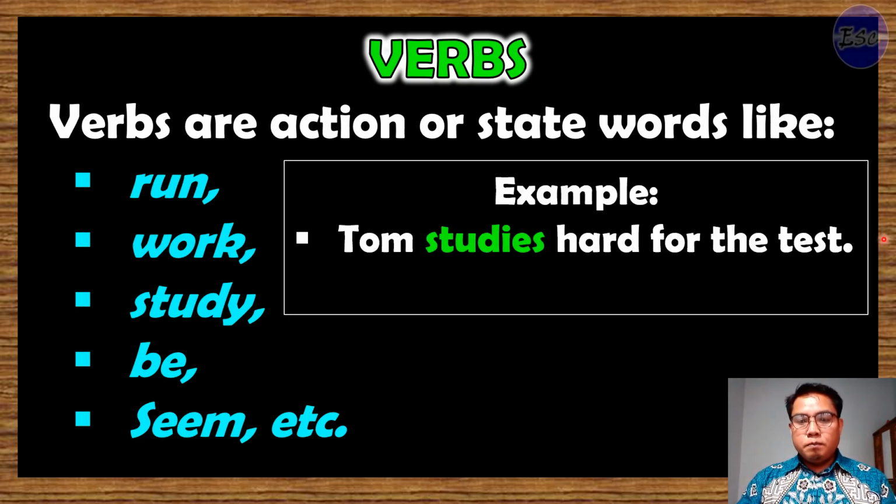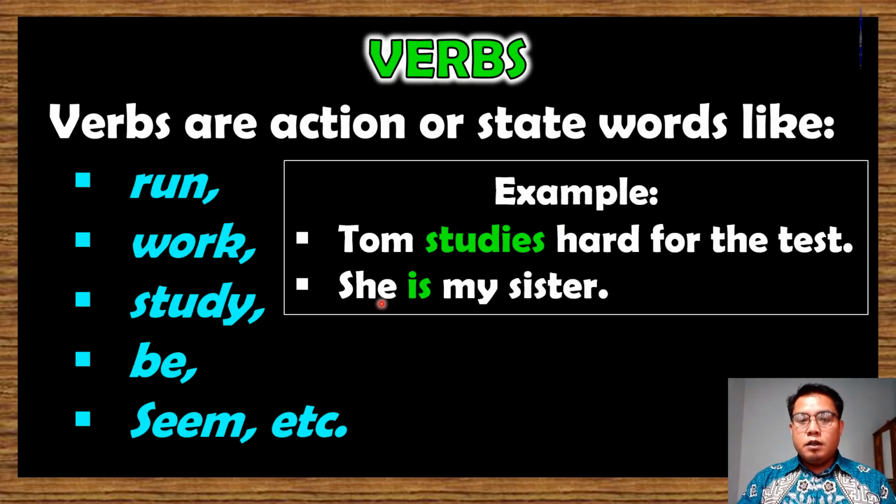For example, Tom studies hard for the test. The verb studies here is an action verb because that is a kind of activity, while in she is my sister, is here is a state verb because it is not a kind of activity but only states. That is why we say verbs are action or state. Okay, so that is verb.